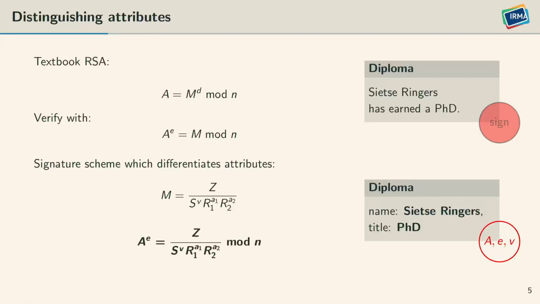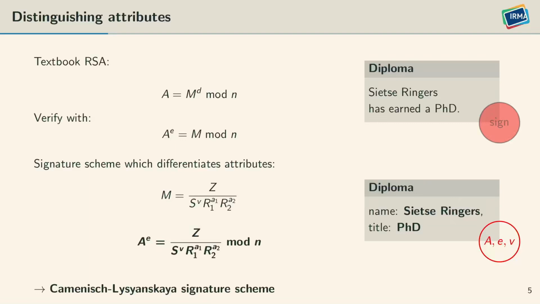We get A to the power of E. This will stay the same. Replace M, and we have an equation. This equation is part of the so-called Camenisch-Lysyanskaya signature scheme. And this signature scheme is used in Idemix and also in IRMA. So we will focus on this for almost the whole talk. We will only do the verification, and the verification is this equation.